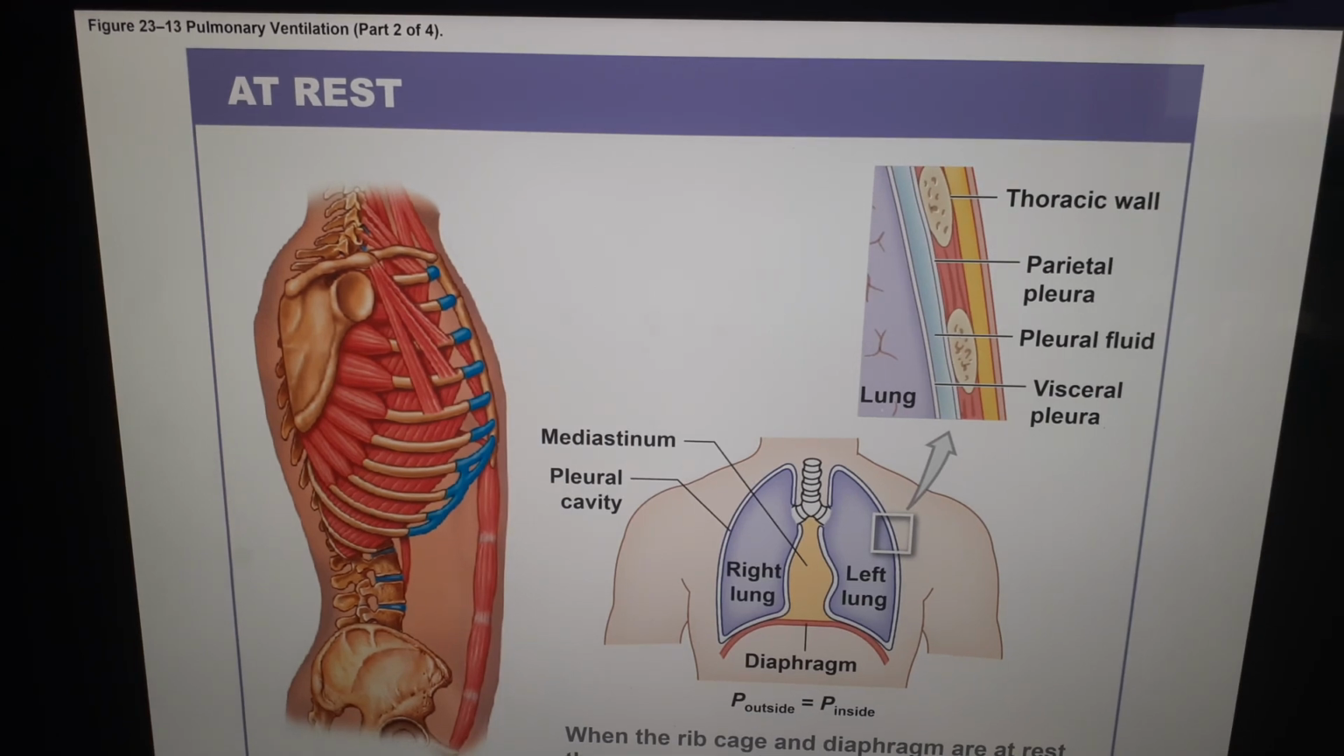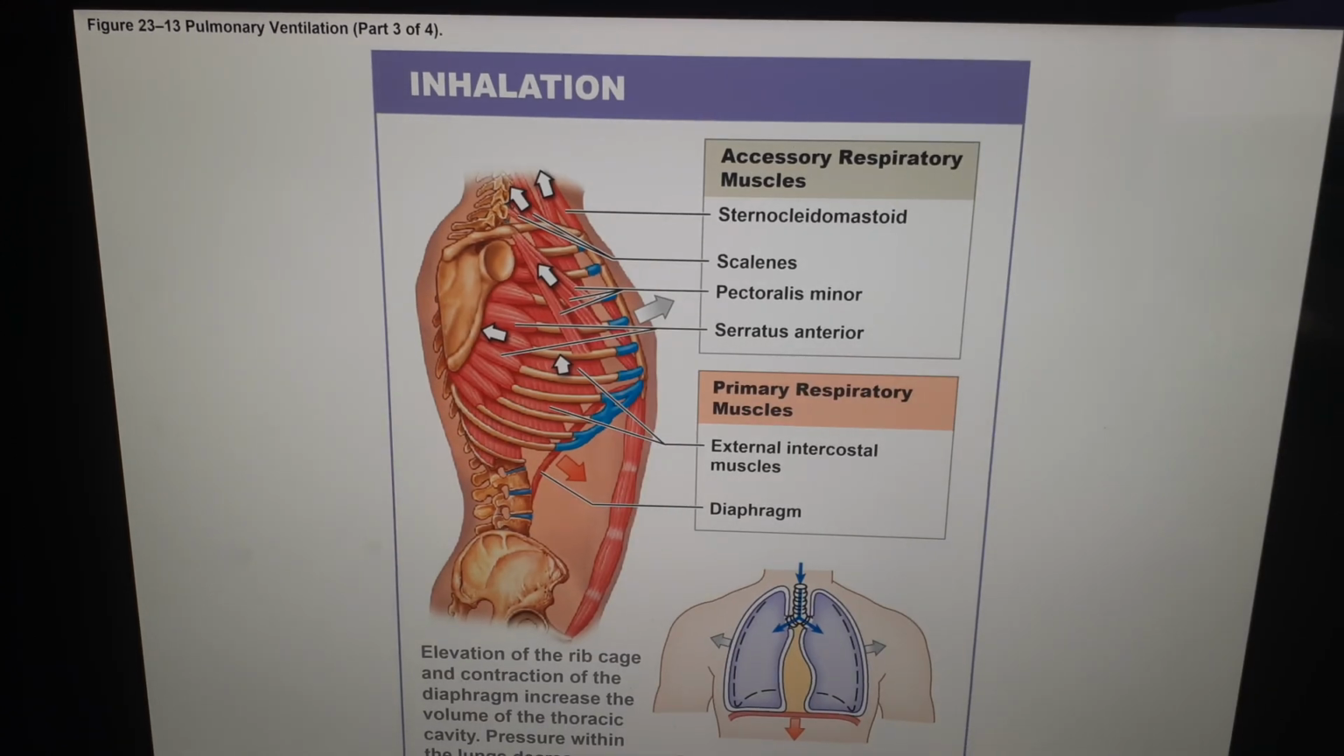Okay, and so at rest, our diaphragm is like an upside down bowl. It's very rounded, and our rib cage is in the depressed position. And the pressure inside and outside the lung is equal, and no air movement occurs. When we inhale, we contract our intercostal muscles, specifically our external intercostals, and we depress our diaphragm. Those are our primary respiratory muscles.